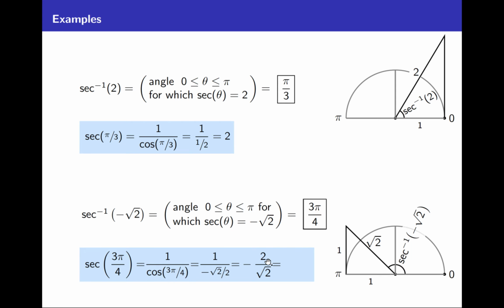And it doesn't quite look like negative square root of 2 yet, but if you rationalize the denominator, multiply this by 1 in the form of square root of 2 over square root of 2, you do get minus square root of 2. So double checking here, secant of 3 pi over 4 equals minus square root of 2. So 3 pi over 4 is the angle where if you took secant of it, you get negative square root of 2. So 3 pi over 4 is secant inverse of minus square root of 2.